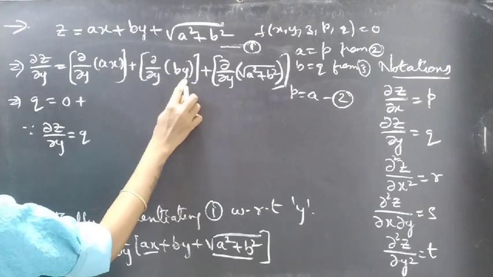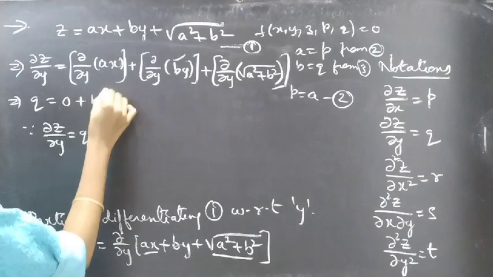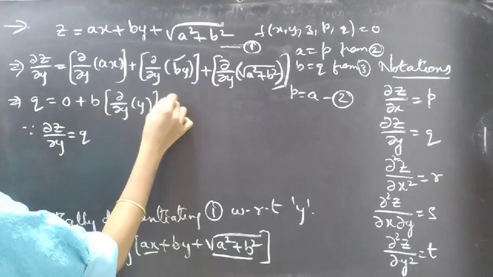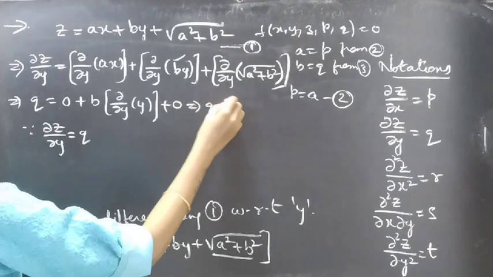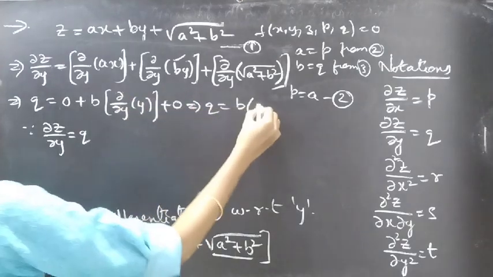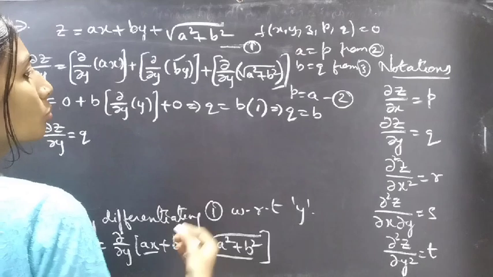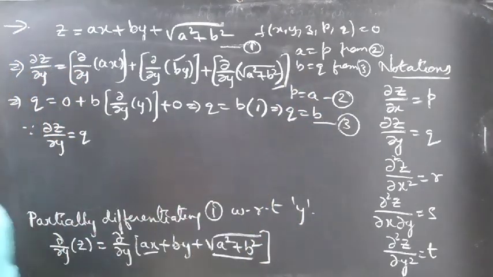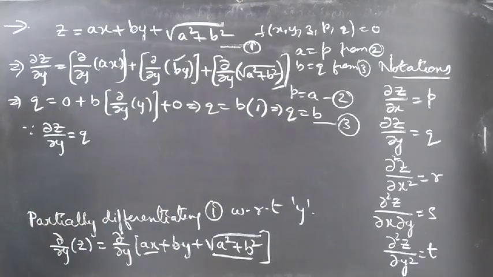Plus here we have y, a variable. So let's write it as b into the partial derivative of y with respect to y, plus the partial derivative of a constant with respect to y, which is 0. This gives us q equal to b into the partial derivative of y with respect to y, which is 1. So q equal to b. Consider it as equation 3. You got the same thing, right? Fine. Now observe 1, 2 and 3.